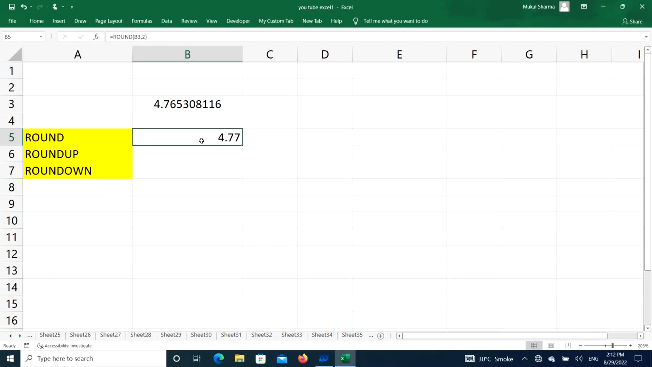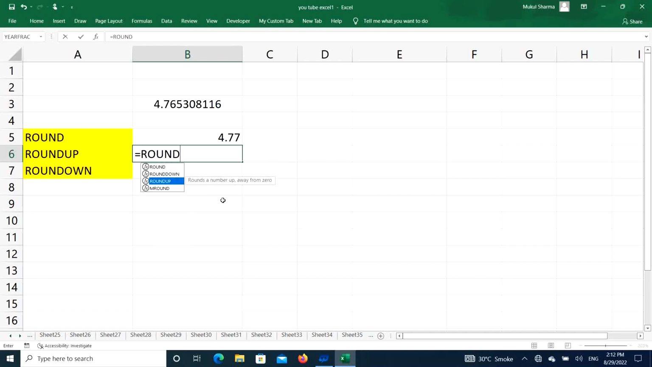And now guys, let us experiment more. Okay, in this case, let us say I want up to 5 digits, so this would be the answer. And in the case of 2, it was like this. Now let us talk about this one, ROUNDUP.